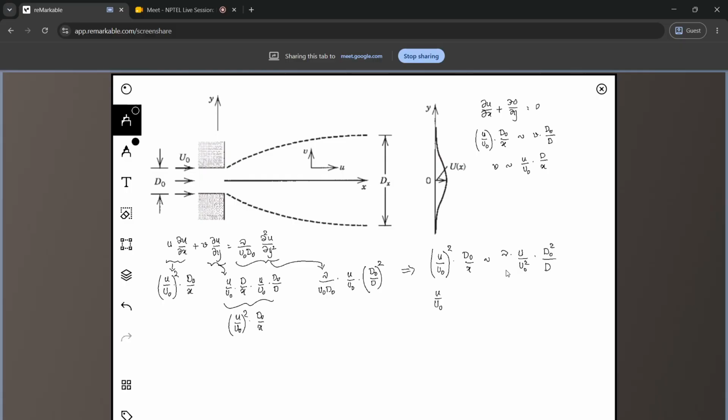So from this, I can write u by u naught. And then I have a d here. Okay, there is a square, d square. So I have d by d naught square. And I'll take all other terms on the RHS. So that will be x by d naught. And then I have an extra u naught here. And there will be a d naught divided by nu. Is this clear?